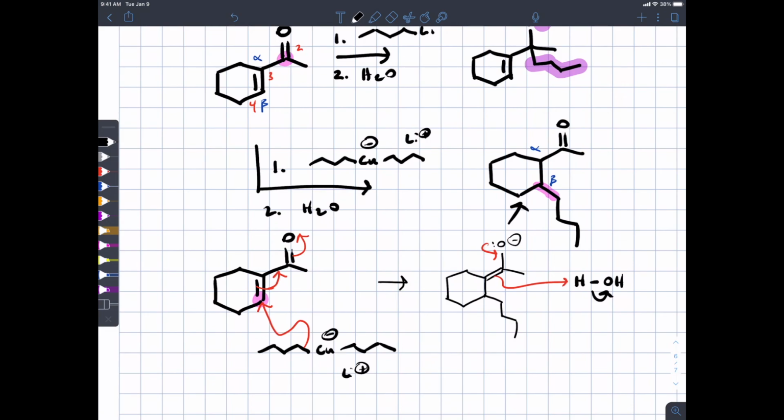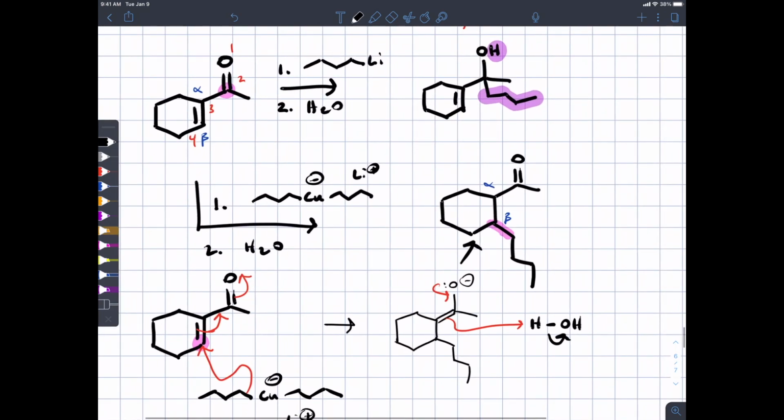When we add the alkyl group to the beta carbon, do we create a stereocenter? Yes, and you'll get both varieties because you can attack from above or below.